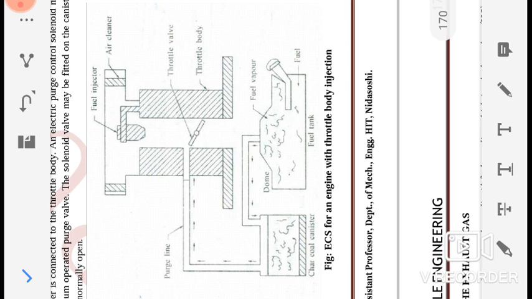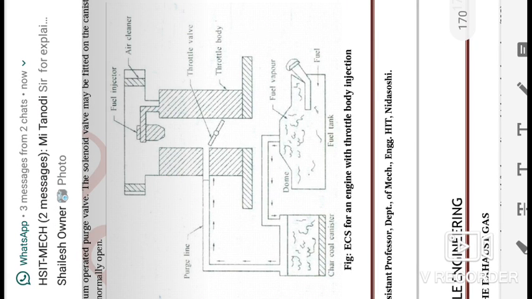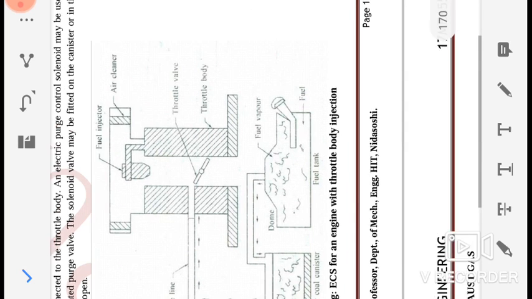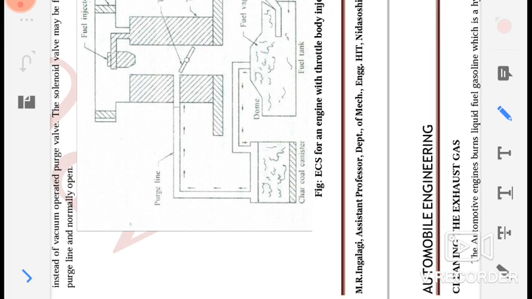Whenever the injection system does not have a float ball, at that time also we can use this system, that is the evaporative control system. The fuel vapor from the fuel tank escapes, and the canister is connected to the hose of the fuel tank. So here you again have the canister.